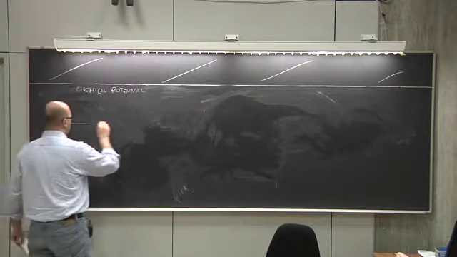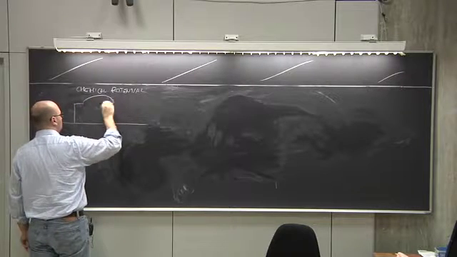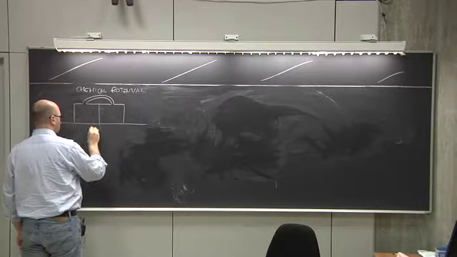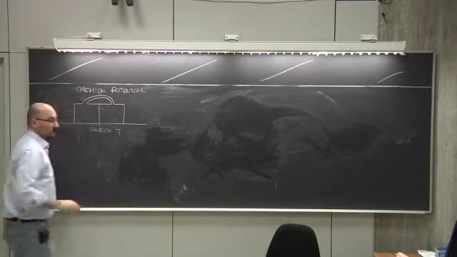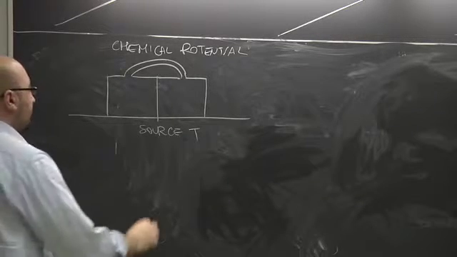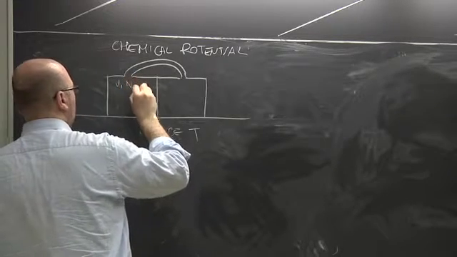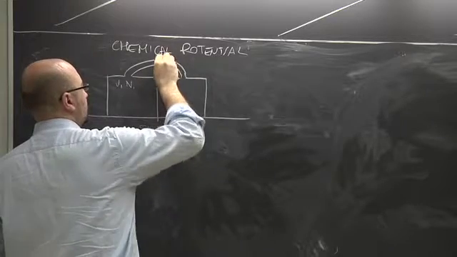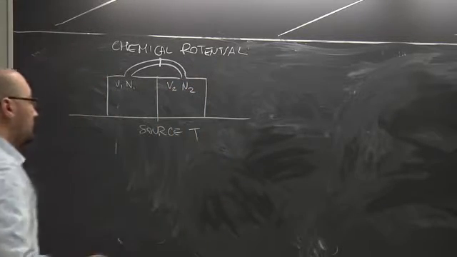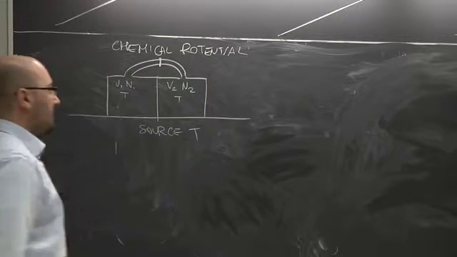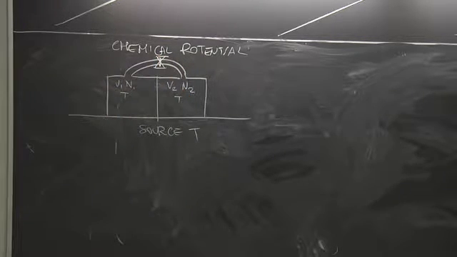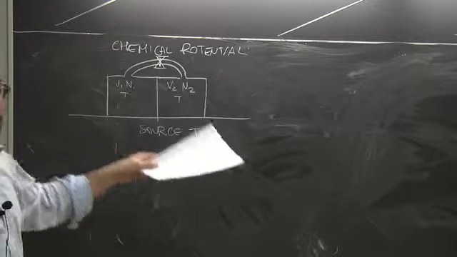So, for example, suppose you have an external source which keeps the system at constant temperature. And the system is composed of two separate containers which have different volumes, but the same temperature. And you have a little valve here that you can play with, and you can allow your particles to flow from one place to the other.